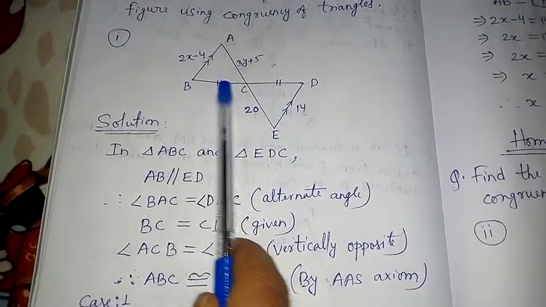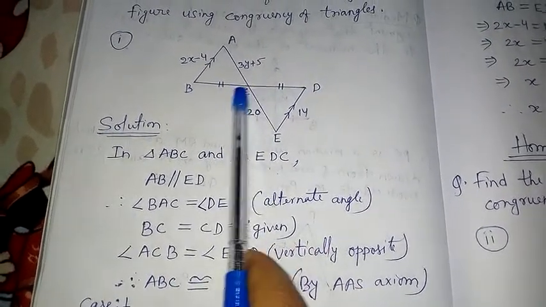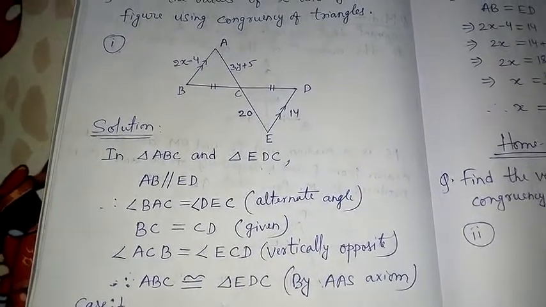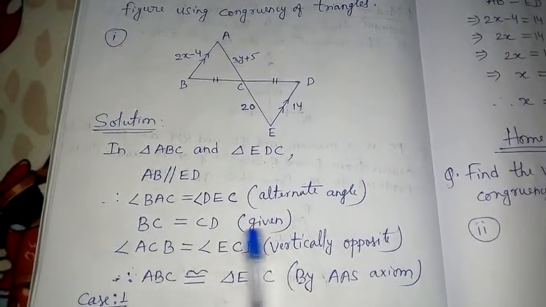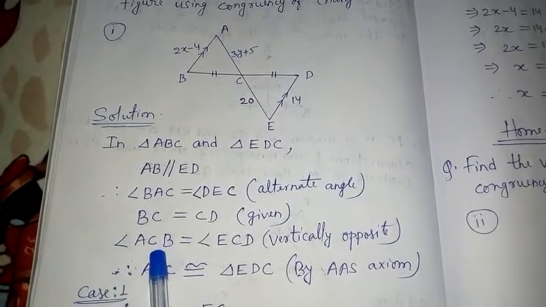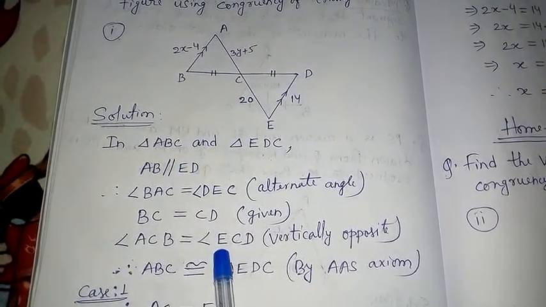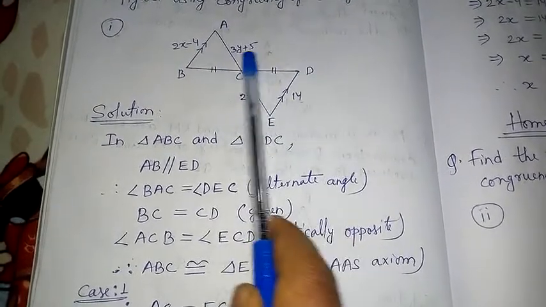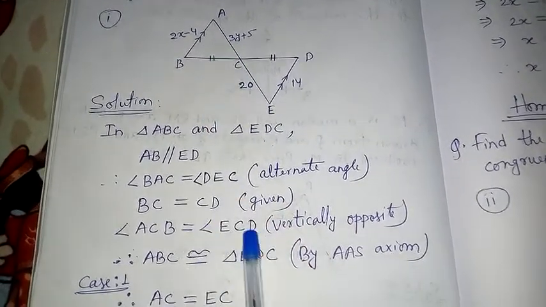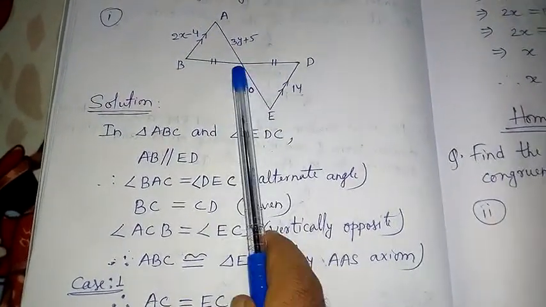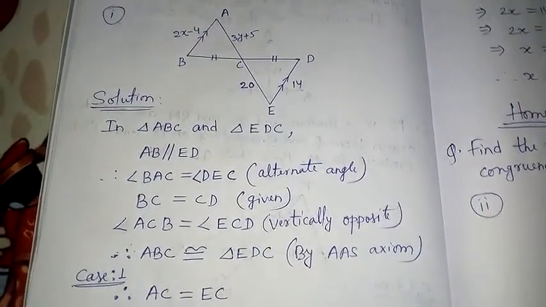You can see BC equal to CD because they have given this symbol, that means both the sides are equal. Next, it is also given here. Next, angle ACB is equal to angle ECD, that means this C and this C are vertically opposite, that you can see also. Both the lines are bisecting here, that means it is vertically opposite.